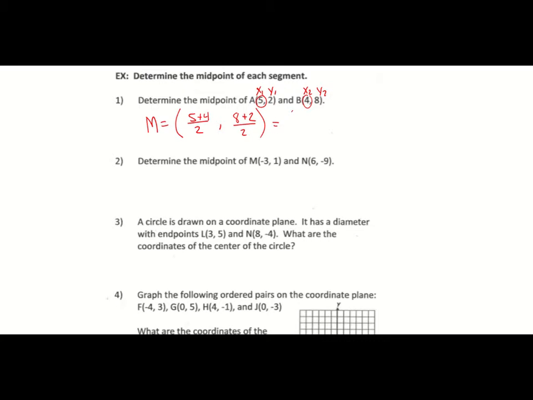So when we simplify that, 5 plus 4 is 9. 9 divided by 2 is our x value. And then 8 plus 2 is 10, divided by 2 is 5. This is the midpoint of those 2 points. So let's look at another example.